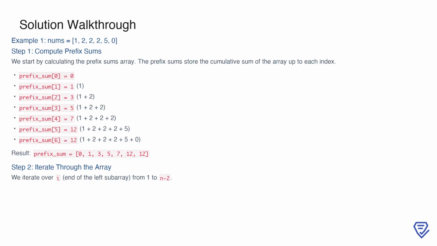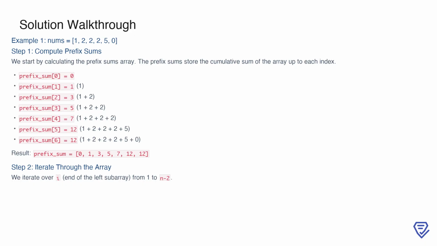To solve this problem, we start by computing the prefix sums array. The prefix sums represent the cumulative sum of the array up to each index. For the given array nums equals 1, 2, 2, 2, 5, 0, the prefix sums are calculated step by step. At index 0, the value is 0. At index 1, the sum is 1. By adding 2 at index 2, the cumulative sum becomes 3. This process continues until the final value, which results in the prefix sums array 0, 1, 3, 5, 7, 12, 12.